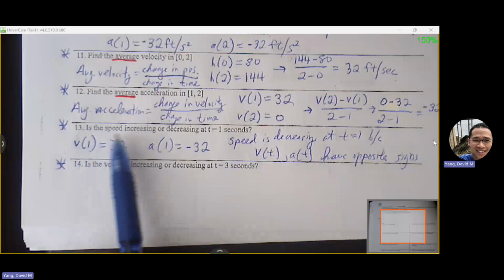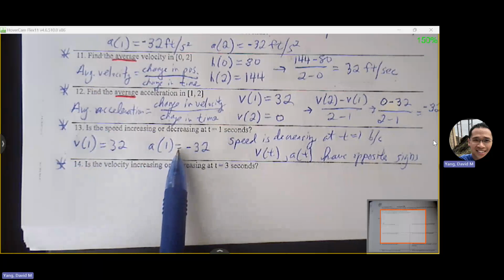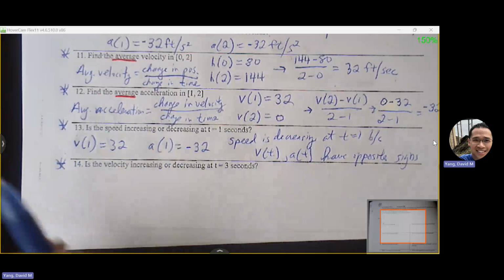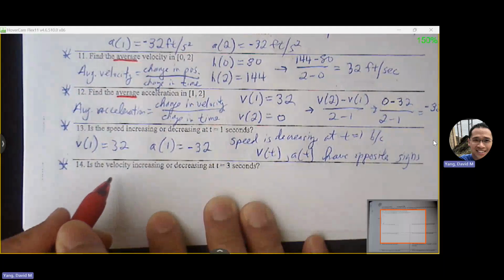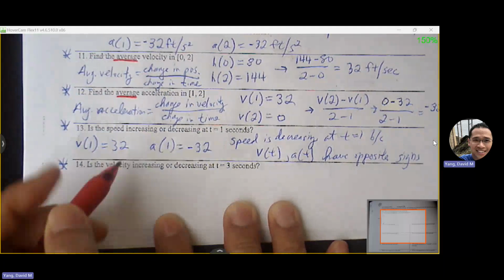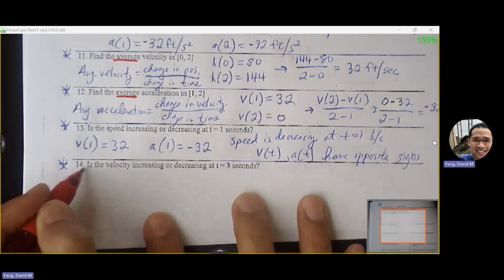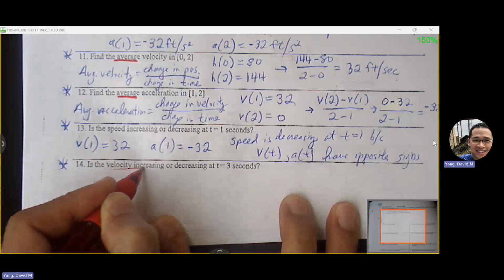This one is actually a bit more straightforward. Number 13 is straightforward because it follows the rule that we learned on the previous page. Number 14, though, is tricky because it says, is the velocity increasing or decreasing at t equals 3 seconds? We see the word velocity, but is this talking about velocity?